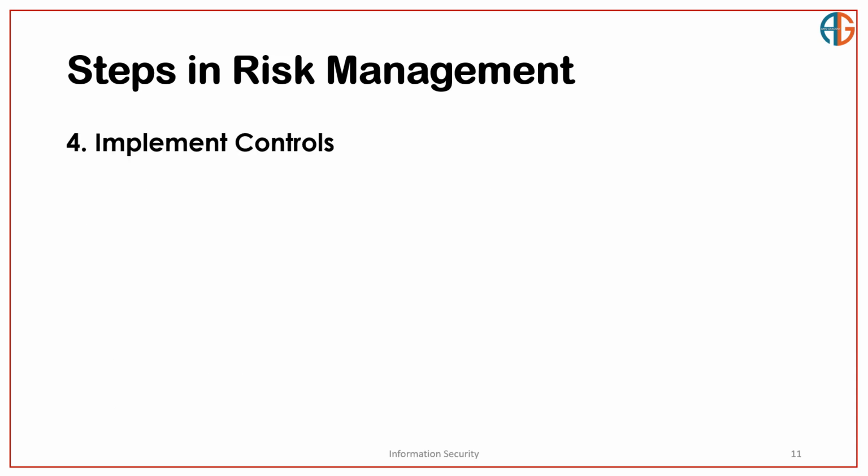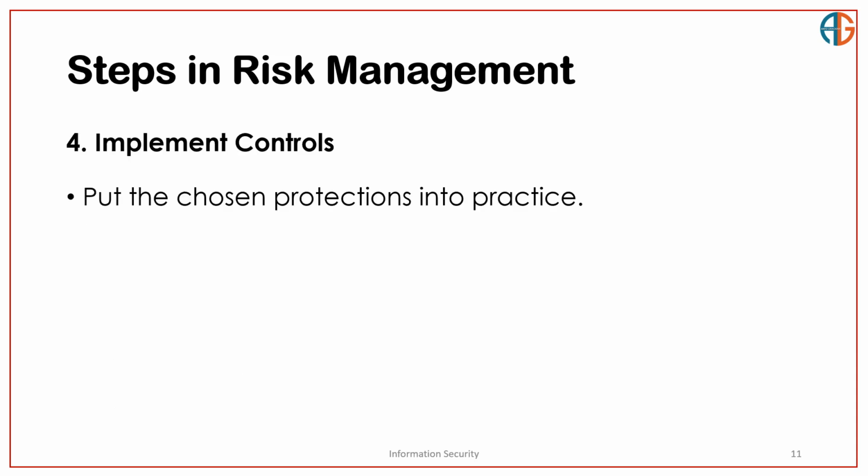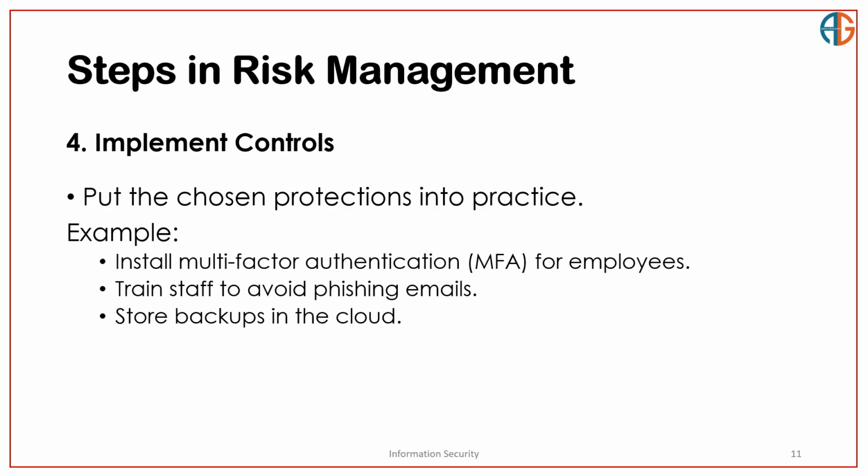The fourth step is implementing the controls. Whatever we have decided has to be implemented. Among the controls which we have found, the most appropriate ones have to be implemented, or taken into practice. Examples are installing multi-factor authentication for employees, training the staff not to click unwanted emails or links, and storing backups in the cloud. These can be taken as examples for implementing the controls.